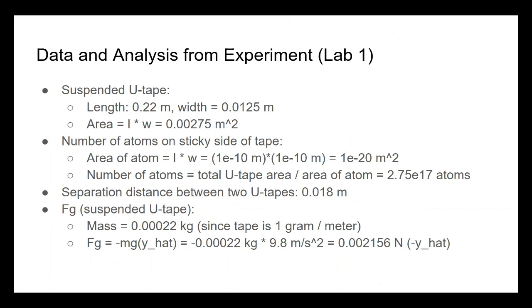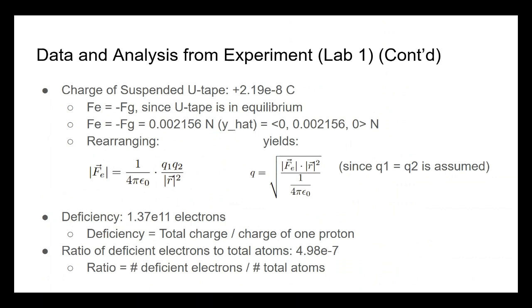squared meters. The number of atoms on the sticky side of tape was calculated using total area over the area of an atom. And separation distance between the two U-tapes, again, was 1.8 centimeters. And the total weight of the tape was about 0.002156 newtons. So the charge of the suspended U-tape, like I said, was calculated to be 2.19 times 10 to the negative 8th coulombs. This is using the formulas that we had before, as well as noting that in equilibrium, the electric force is equal to the negative of the gravitational force.